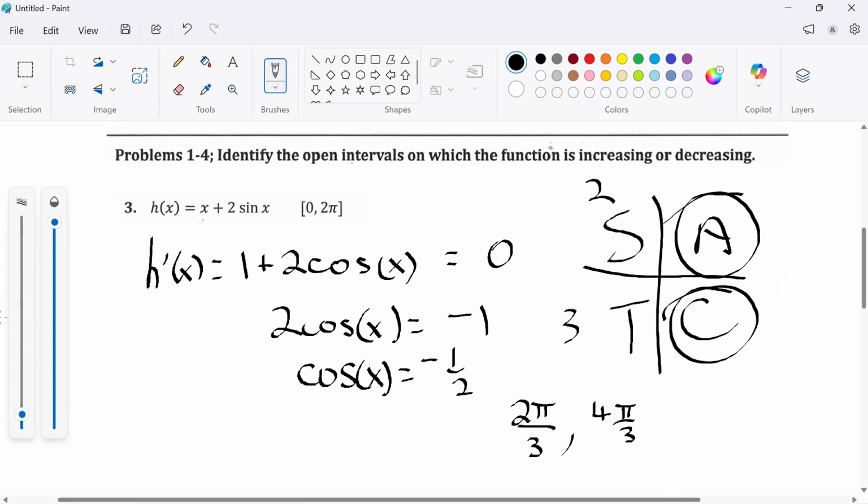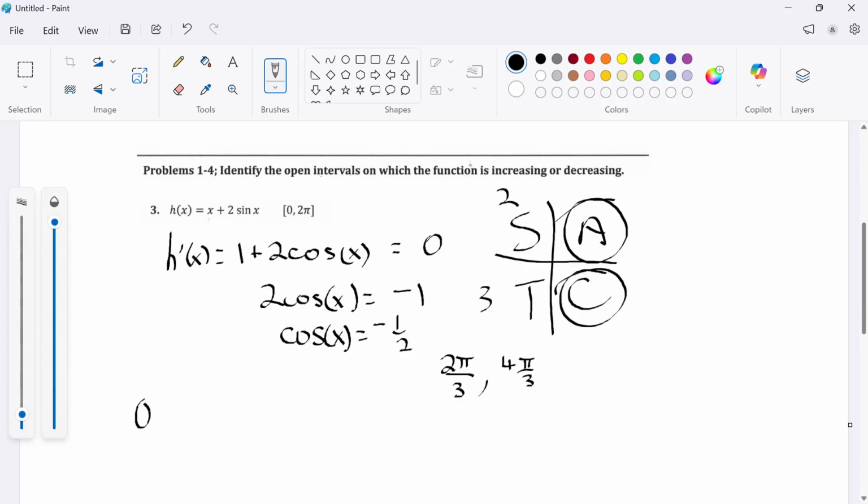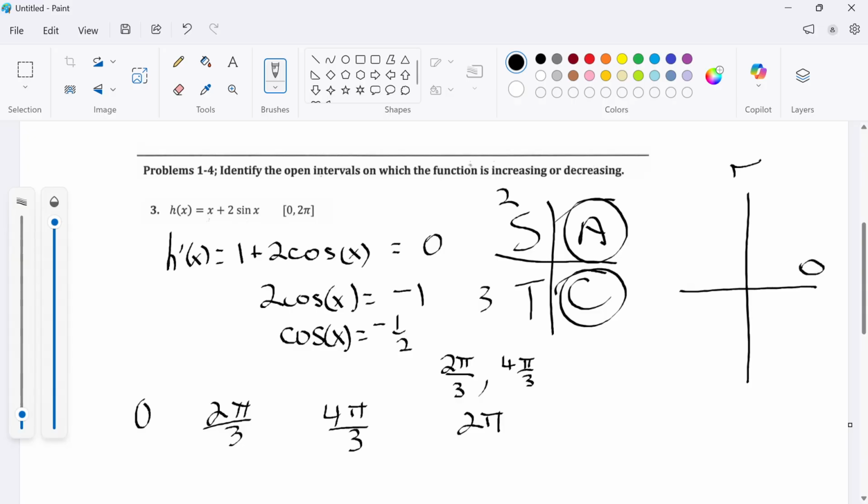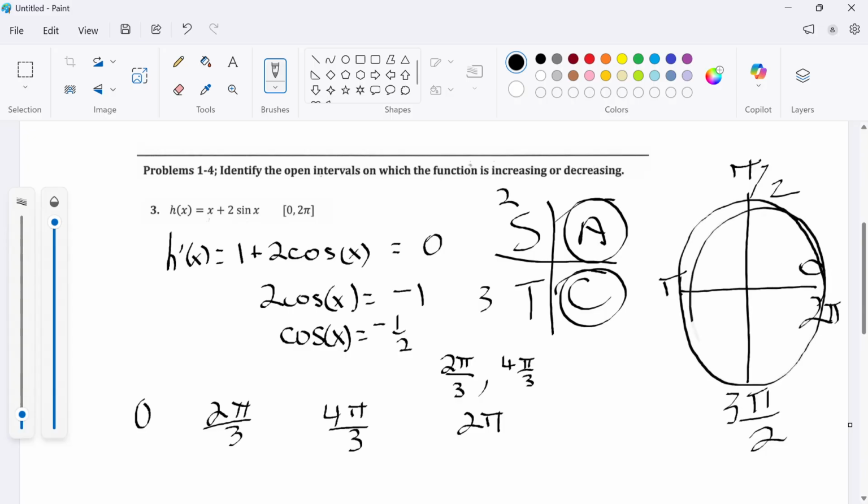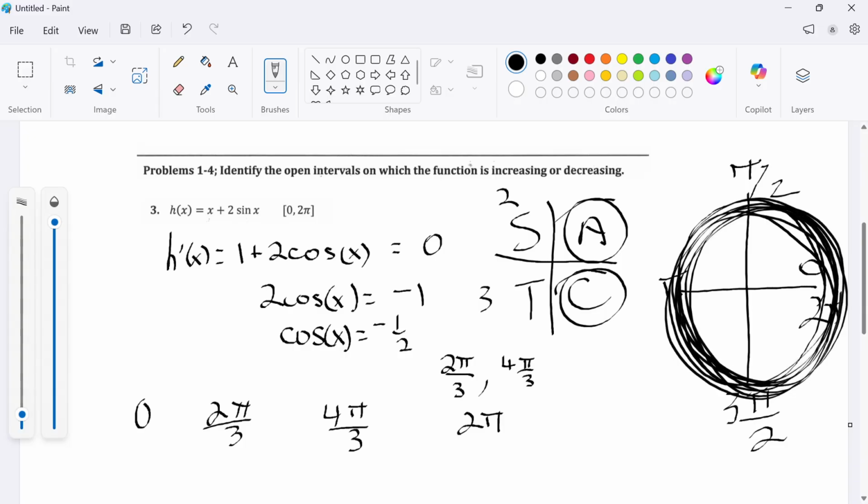So there's the intervals I'm going to set up: from 0 to 2 pi over 3, from 2 pi over 3 to 4 pi over 3, from 4 pi over 3 to 2 pi. Remember, the unit circle is 0, pi over 2, pi, 3 pi over 2, 2 pi, and then it goes back to 0. It just keeps repeating every 2 pi. It goes to the value it had at 0.